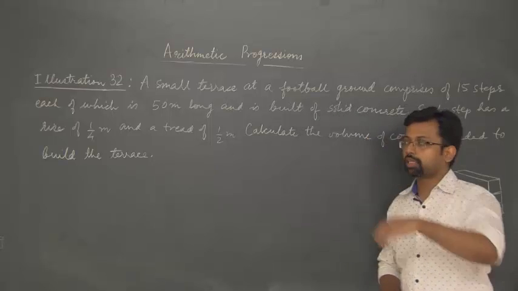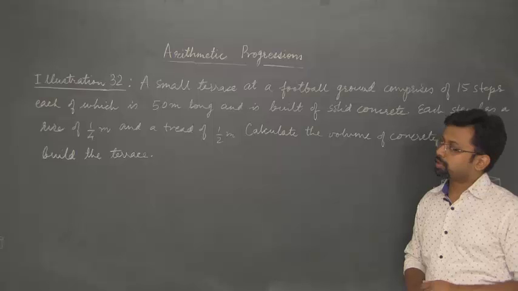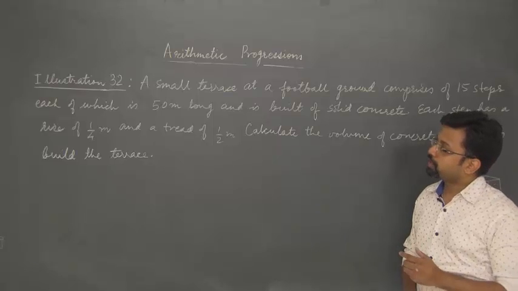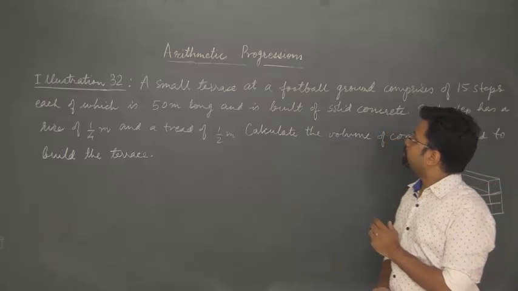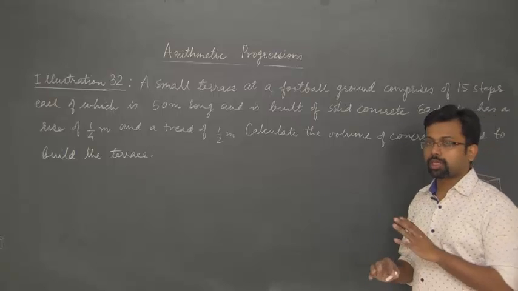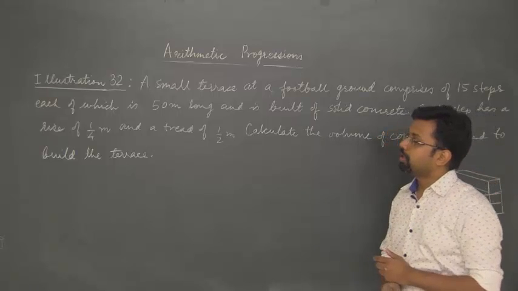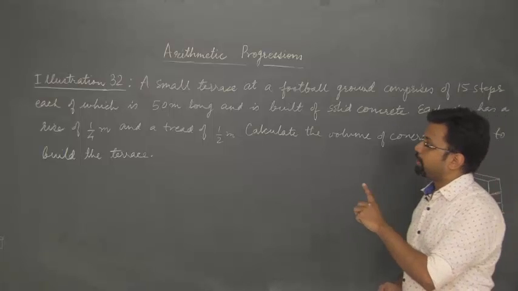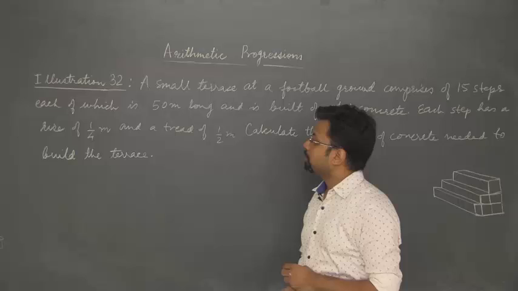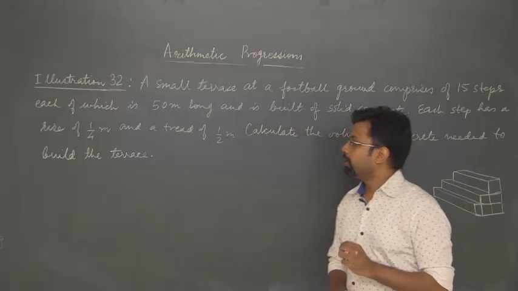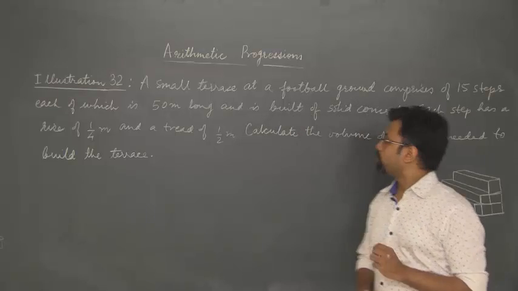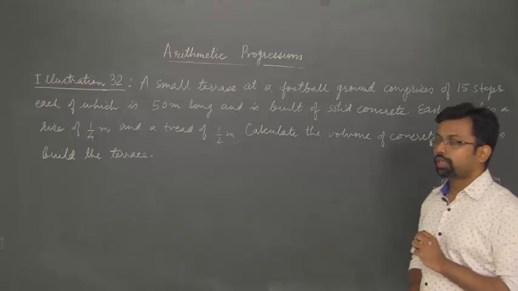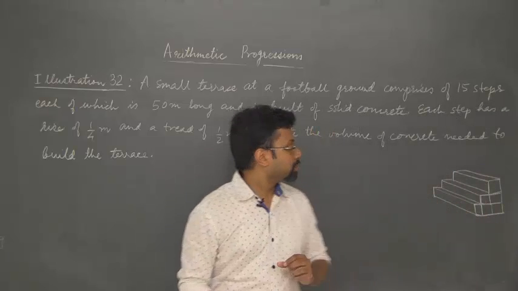So there is a terrace that has 15 steps and each of the steps is 50 meters long and is built of solid concrete. So it is made up of concrete and it is 50 meters long. Each step has a rise of 1/4 meter and a tread of 1/2 meters. So we have to calculate the volume of concrete that will be needed to build this terrace.